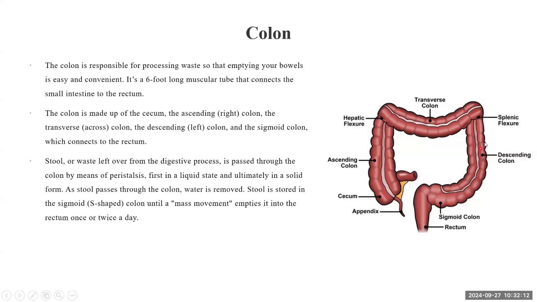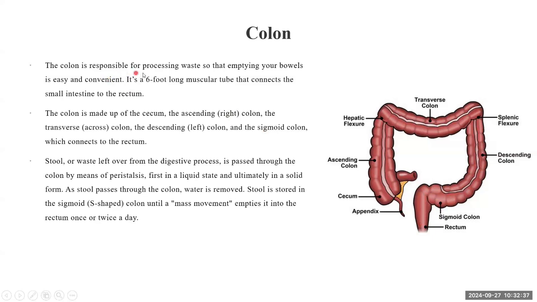This part is called descending colon. The last part before the rectum is called sigmoid colon, and it is a very looped form of colon which stores our waste or stools. Then eventually stools are released or organized into the rectum, which are eventually excreted.